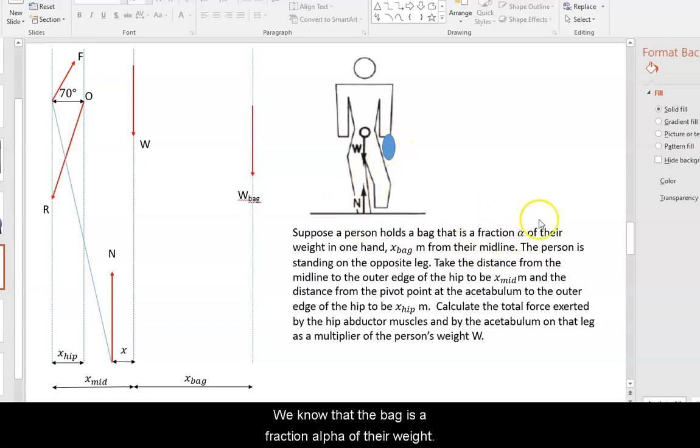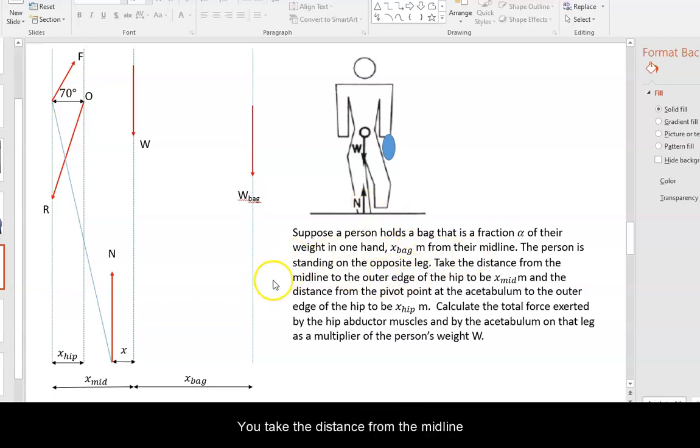We know that the bag is a fraction alpha of their weight. In your problem online, it'll give you an actual number. We know that the distance from the midline on the person to the bag is some distance x bag. They're standing on the opposite leg. You take the distance from the midline to the edge of the hip.